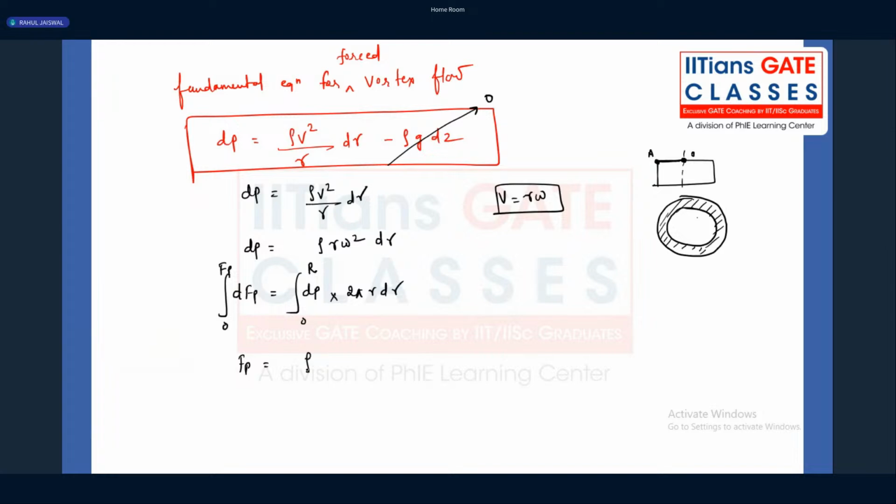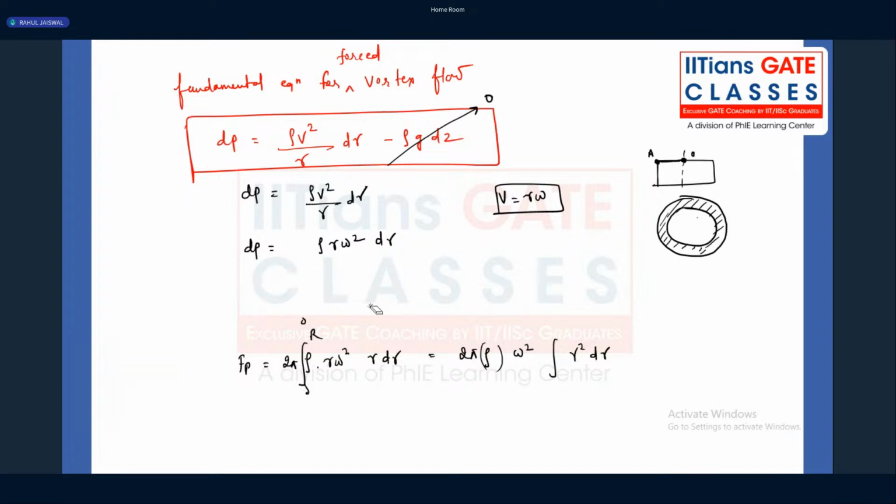So what we can get, guys, rho into r omega square into 2 pi r dr, which is nothing but 2 pi rho omega square r square dr. Or, instead of doing like this, a little bit of modification is required here for the pressure value.